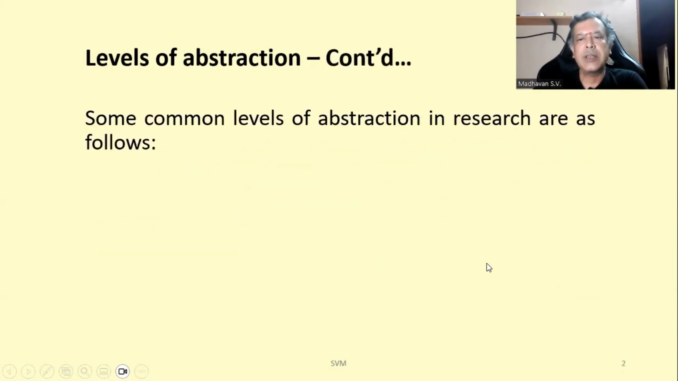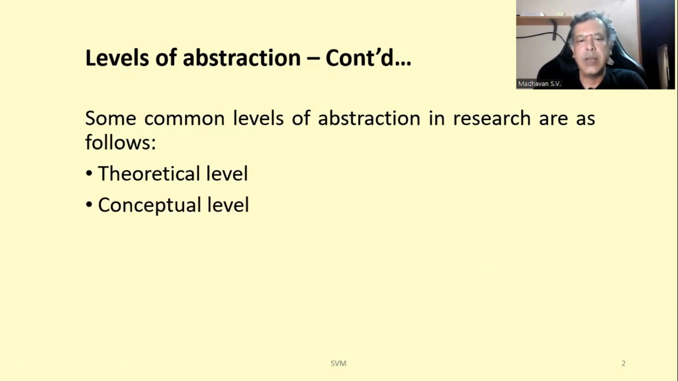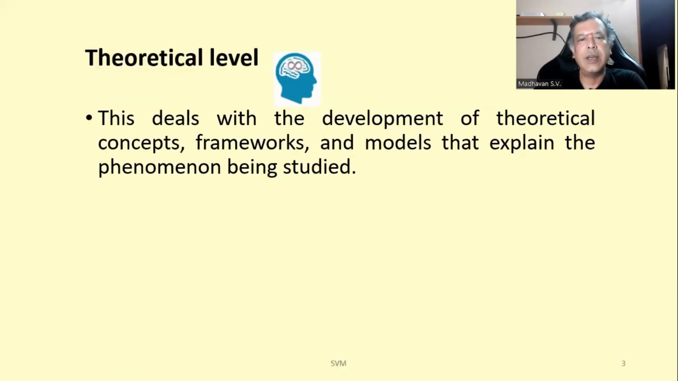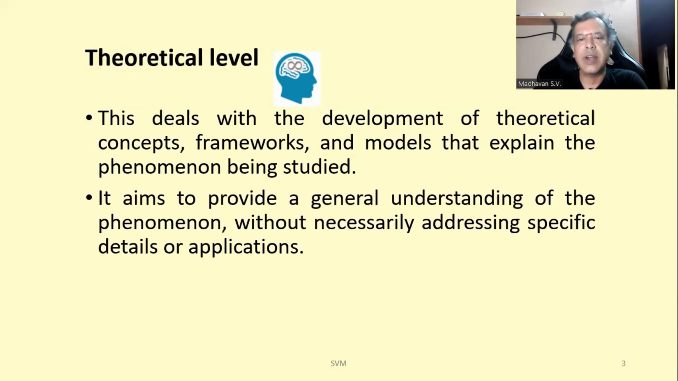Some common levels of abstraction in research are, first, the theoretical level, then the conceptual level, then the operational level, the data analysis level, and finally the application level. What is the theoretical level? At this level, we develop the theoretical concepts about the particular topic we are researching, and create frameworks, models, etc., which can overall explain the phenomenon we are studying. But we don't go into specific details or any applications at this level. We just address it overall. It aims to provide a general understanding of the phenomenon.